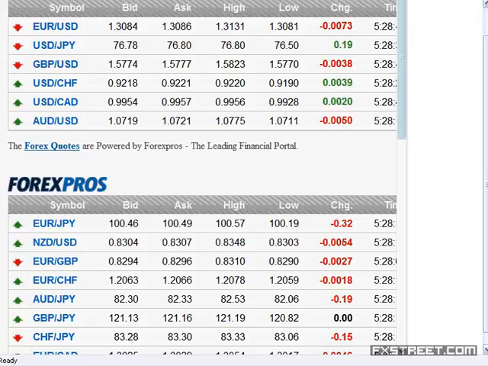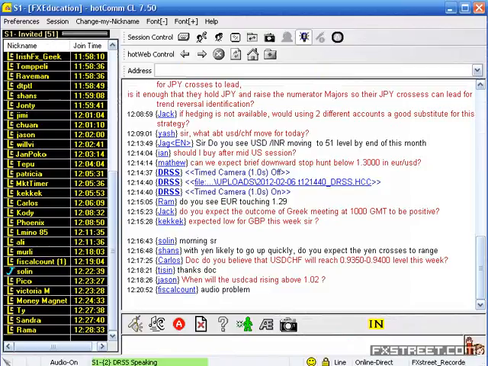Euro touching 1.29, I'm not anticipating it. And Jack asks, do you expect the outcome of the Greece meeting at 10 GMT? During the early European session, I'm expecting a dip. Before that, during the late Japanese session, they are expected to firm up to that of the high and then make a dip during the early European session.